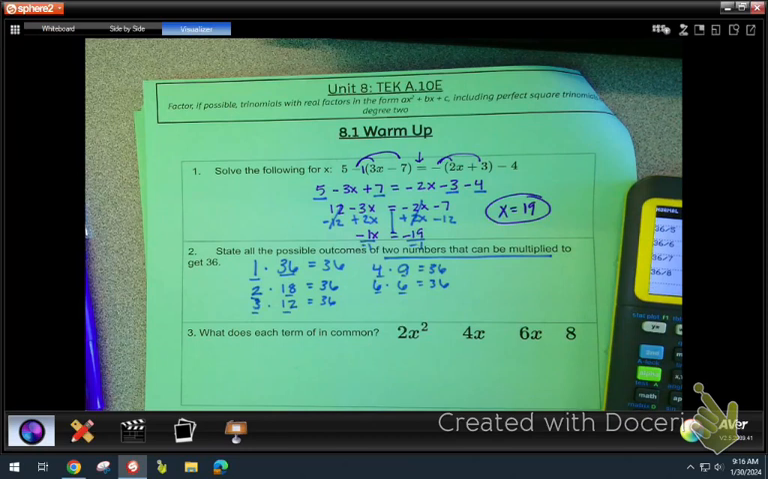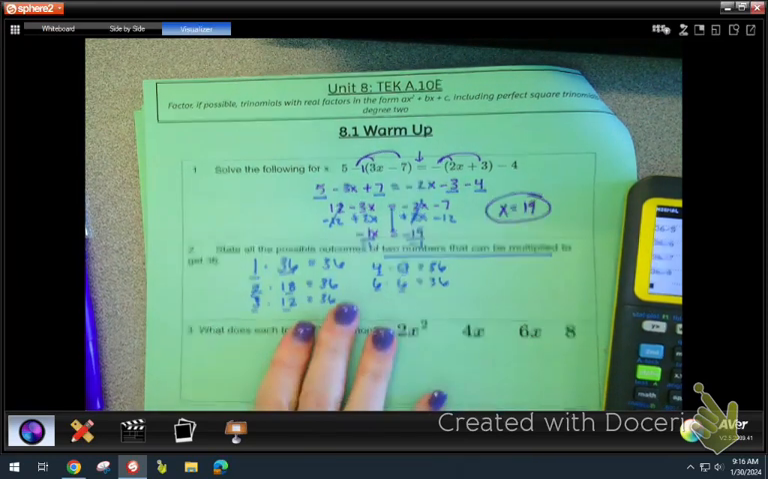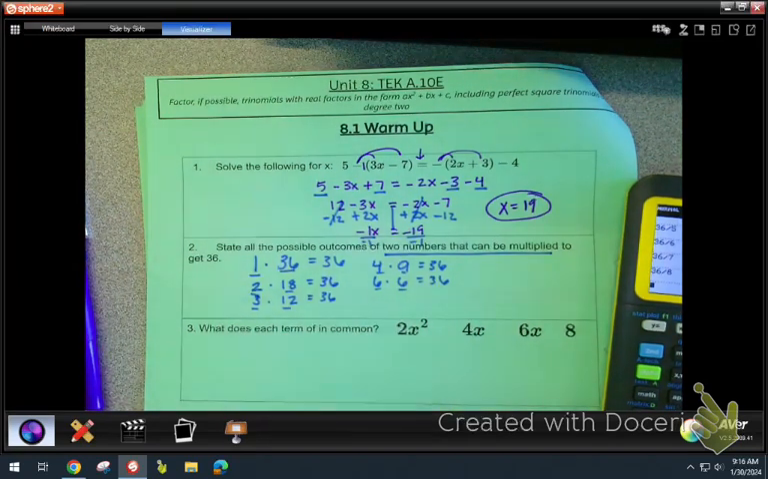But if it's even, it's always divisible by 2. If it ends in a 0 or a 5, it's divisible by 5. There's some rules in there that you can remember. But if all else fails, just start doing what we did. 36 divided by 1, 36 divided by 2, 36 divided by 3, and so on. And you only want whole numbers there. So we're going to be talking a lot about these factors in that vocab today.